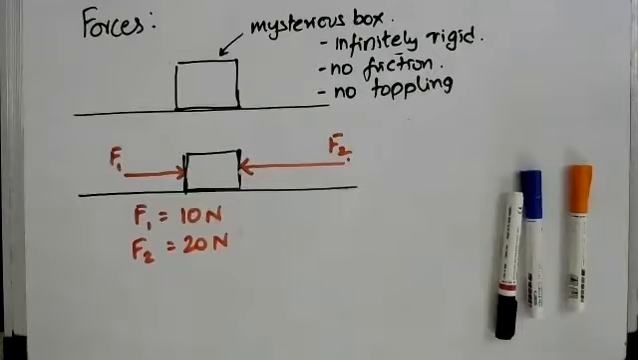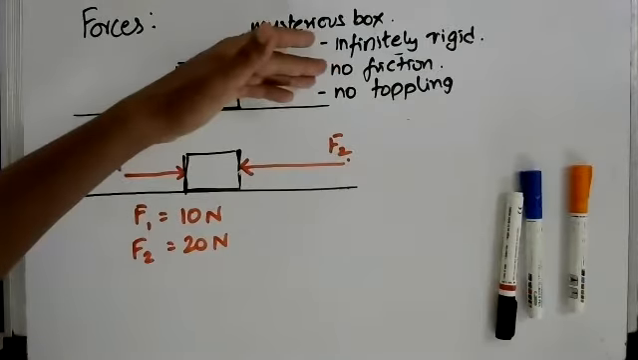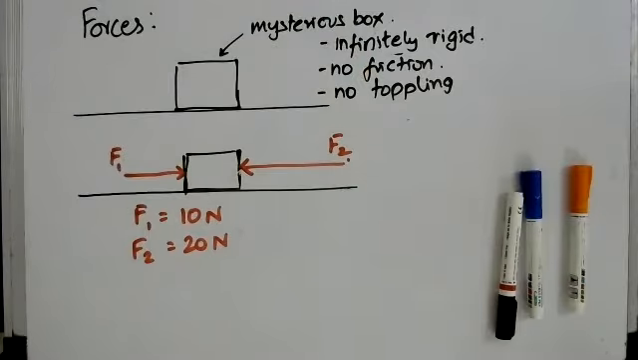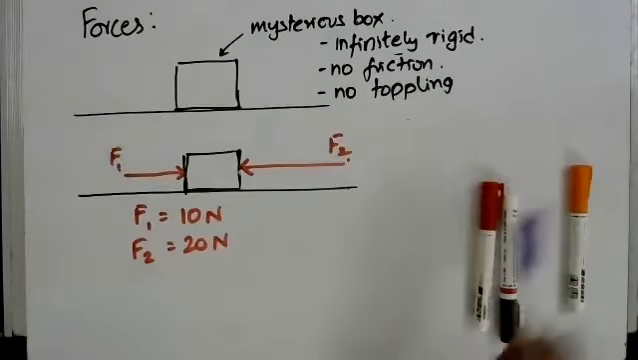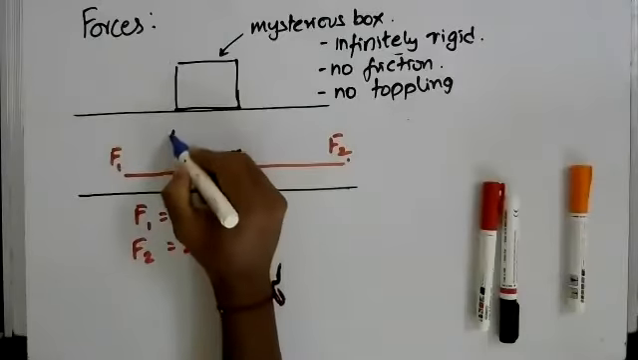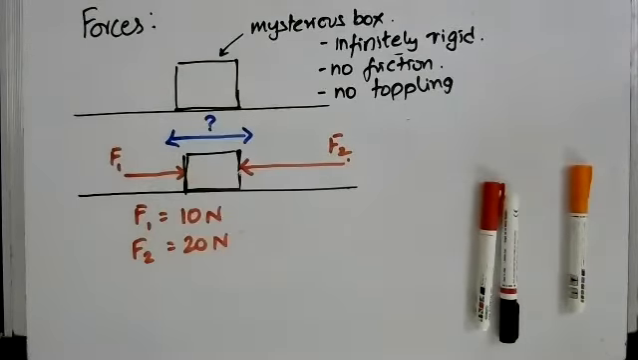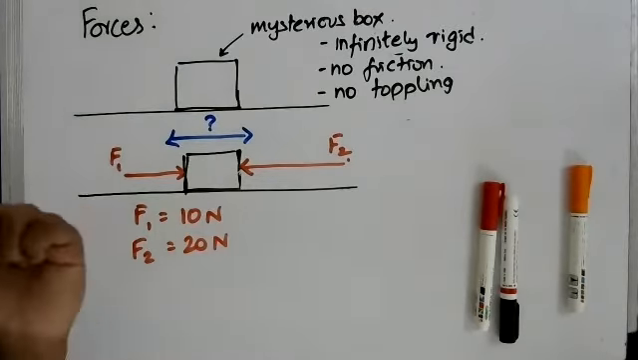Now I can ask you the question. The box has no friction, it's not going to get deformed and it's not going to topple. So you can tell me in which direction the box will move. Is the box going to go in this direction or in this direction? So where will it go? Left, of course. Yes, it will go towards the left.